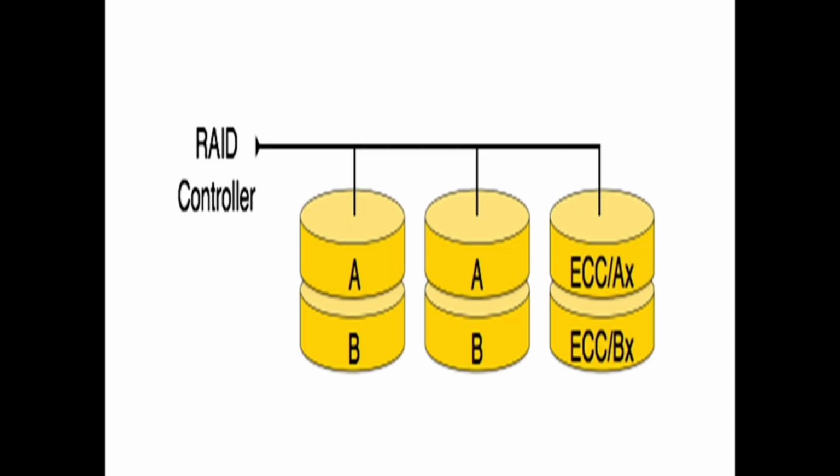Okay, and here is the diagram. Here we have two disks and the third one is the error correction code. We have A and B data, and error correction code for A and error correction code for B. The error correction code for A corrects the errors in the A data, and error correction code B corrects the errors in the B data. That's why we use the error correction code.